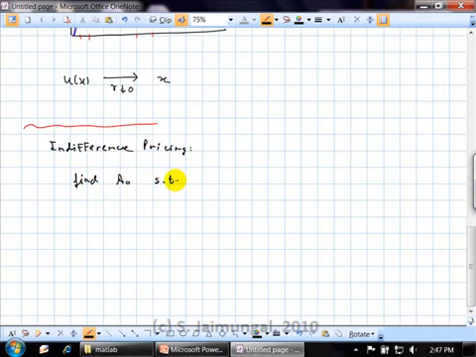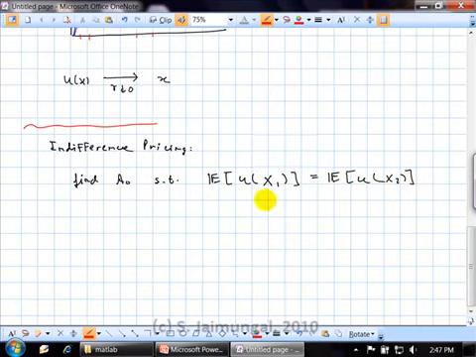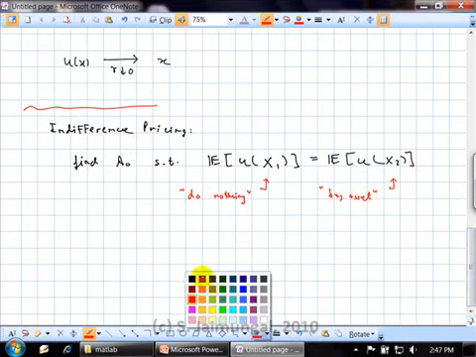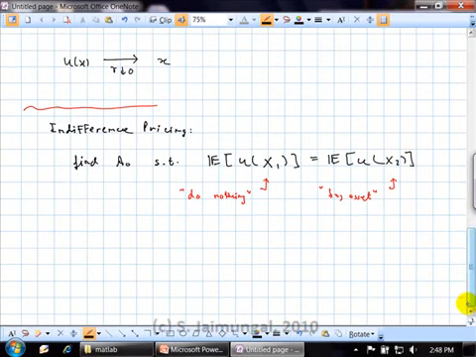So you're going to find A0 such that, I'm just going to write this mnemonically, and then we'll write it correctly in a second, such that the expected utility of game 1 is equal to the expected utility of game 2. And in game 1, this is the do-nothing game. And this is the buy the asset game. And that will allow us to determine A0. So let's go ahead and see.